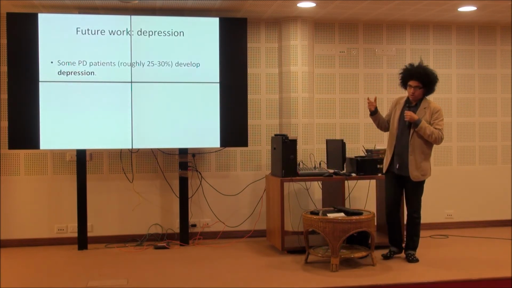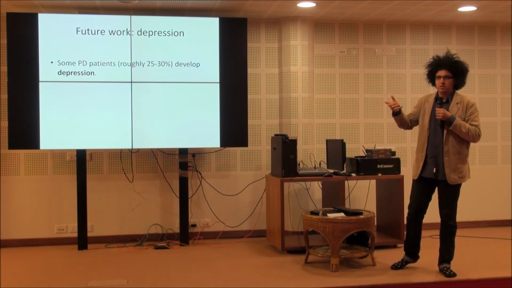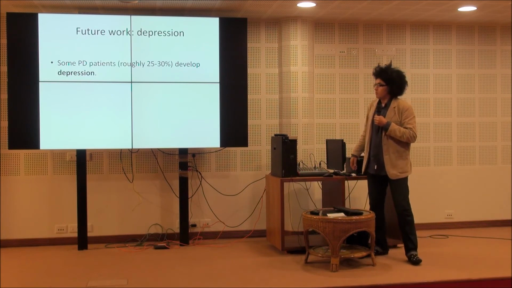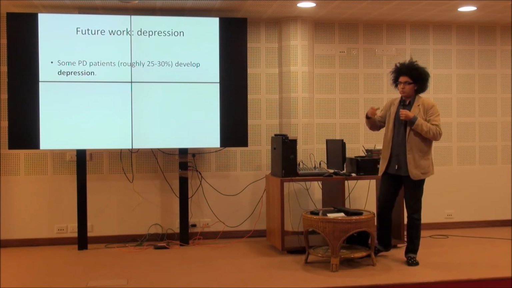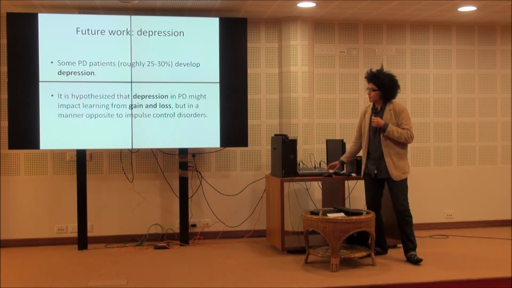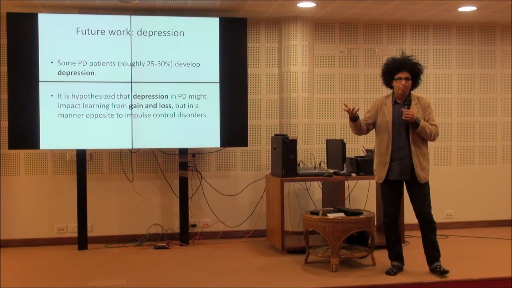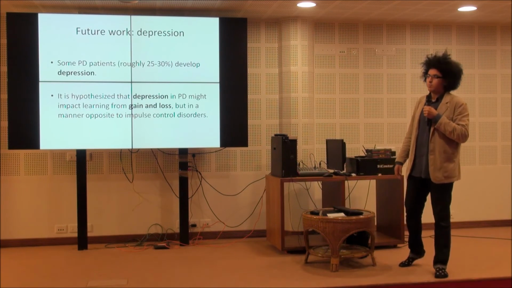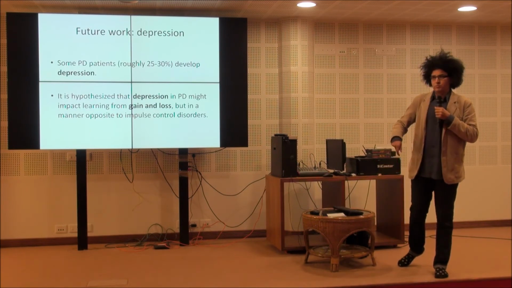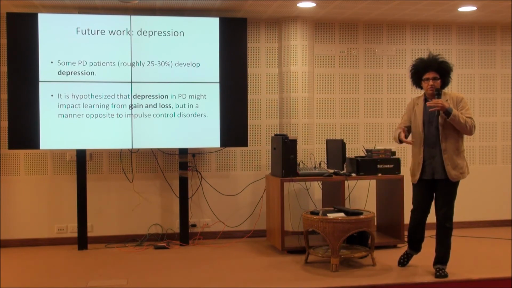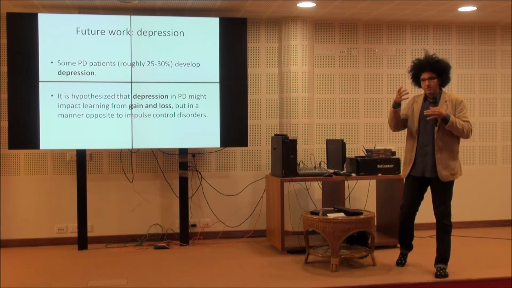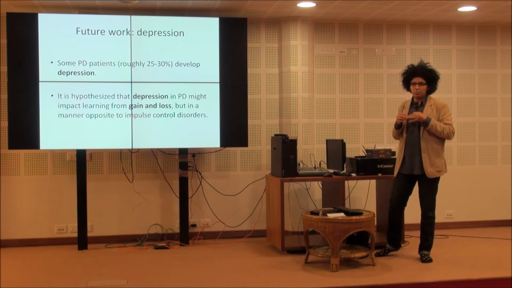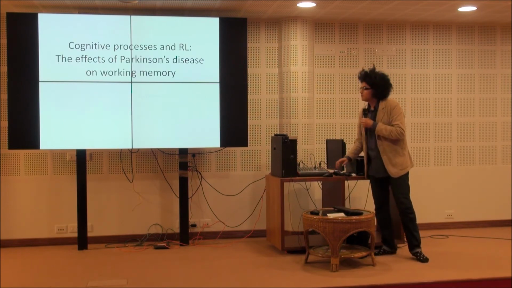The other project we're working on is we look at depression, and depression happens in roughly 25 to 30% of the patients, maybe higher depending on the report. But actually, we think that we might find the opposite in Parkinson's disease patients. It might be the case that we're thinking about depression and impulsivity as kind of the opposite of each other. We might find a different finding with depression in comparison to impulsivity.